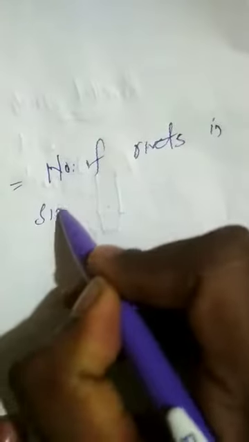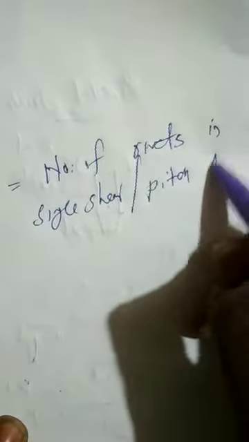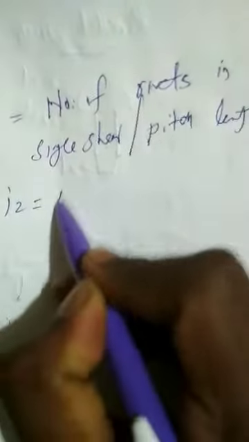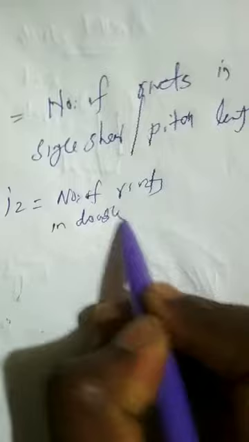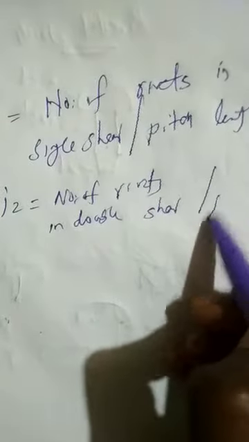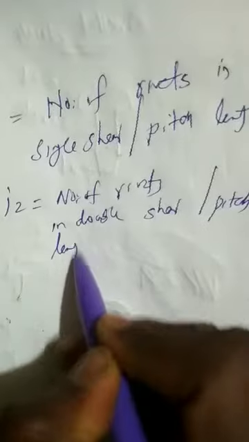I1 is equal to the number of rivets in single shear per pitch length. That is known as I1. I2 means the number of rivets in double shear per pitch length. That is known as I2. Keep in mind, let us see.